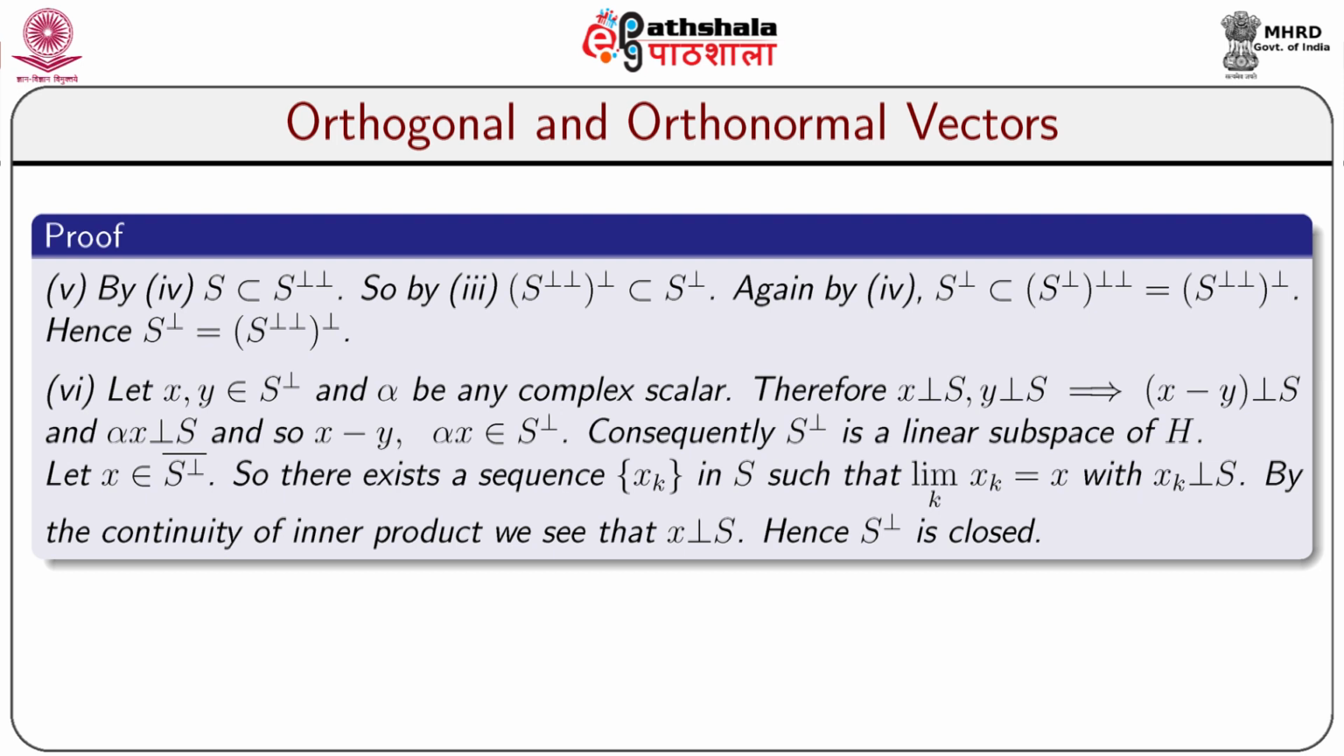As xk is perpendicular to capital S, inner product xk comma y is equal to 0 for all y belongs to S. Also we have seen that limit k of xk is equal to x. By the continuity of inner product we see that x is perpendicular to y for all y belongs to capital S. Thus we see that x is perpendicular to S, that means x belongs to S perpendicular, and consequently S perpendicular bar is a subset of S perpendicular. It is obvious that S perpendicular is a subset of S perpendicular bar, that means S perpendicular is equal to S perpendicular bar, and hence S perpendicular is closed.